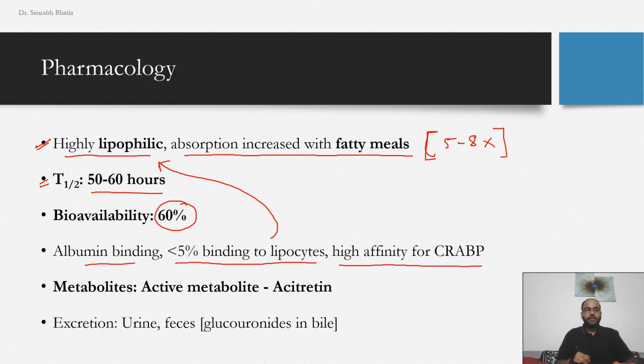Excretion is mainly due to metabolites. We have already told you that acitretin is an active metabolite, and that is how the actions take place, because of the conversion of etretinate into acitretin. If you give etretinate, or if you directly give acitretin, that's the drug which is going to act as a systemic retinoid. The excretion is through urine and feces. Mainly, it is converted into metabolites like glucuronides and excreted in bile, and through feces, acitretin gets excreted.